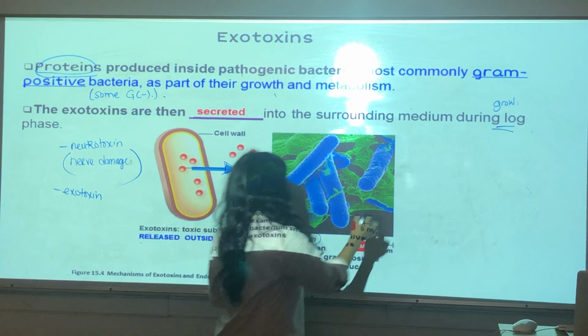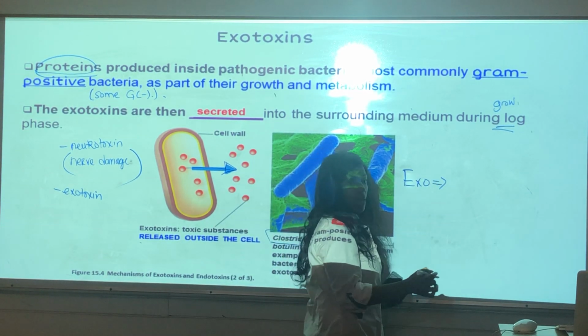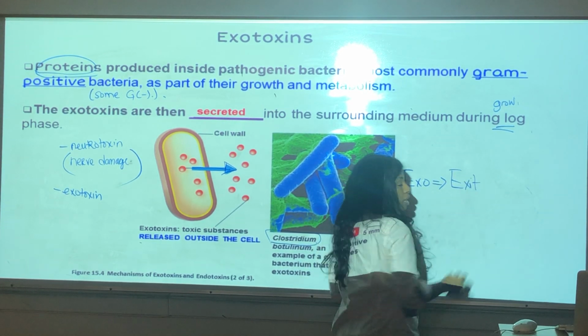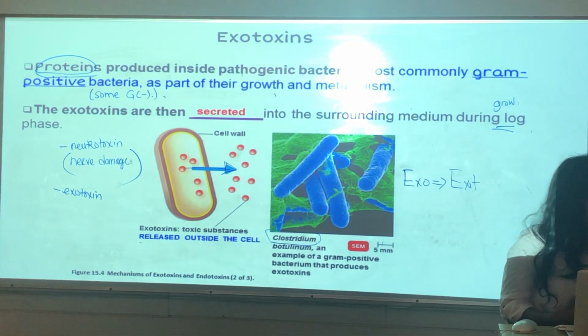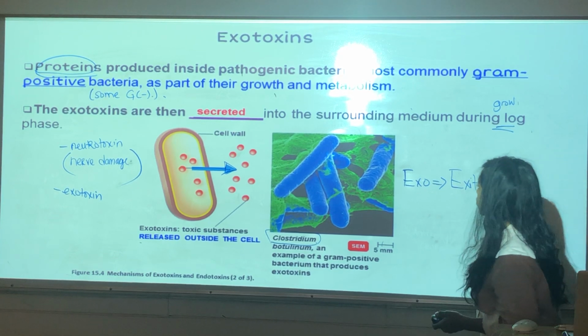Exo, remember the prefix exo, what does that prefix mean? Exo means to exit. So the toxin is exiting, going outside of the cell, secreted outside of the cell. So this is what we are looking at, and we give an example of our gram-positive organisms.